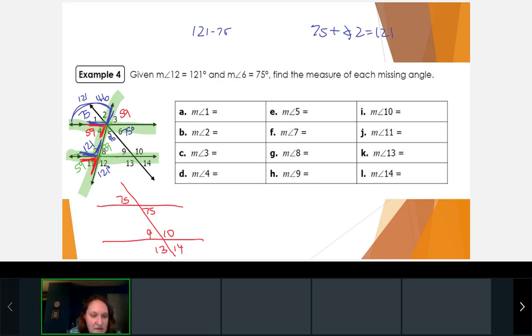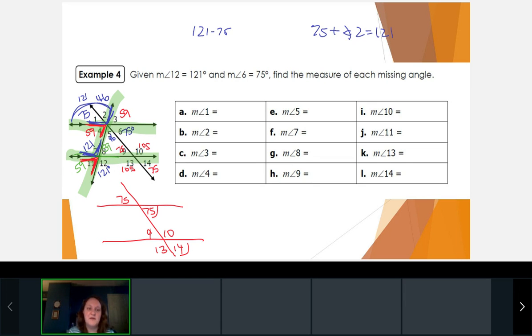And that's really all I need, right? Because corresponding angles will tell me that angle 14 has to be 75 degrees because these are corresponding, so they're congruent. Vertical angles will tell me that angle 9 is now 75. And now I can use what I know about a linear pair to find the measures of angle 10 and angle 13. 180 minus 75, 105. And now you can take all of those numbers and plop them in these boxes.